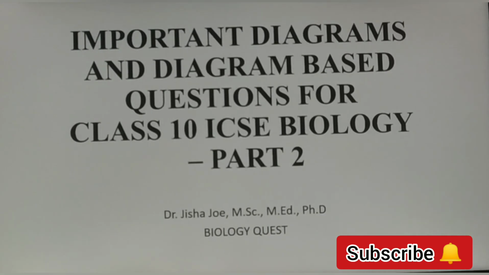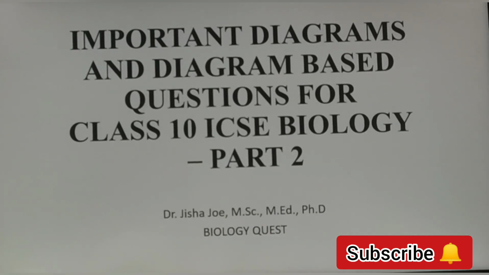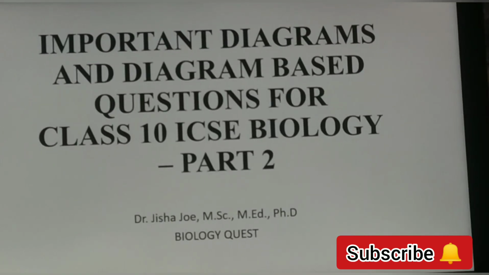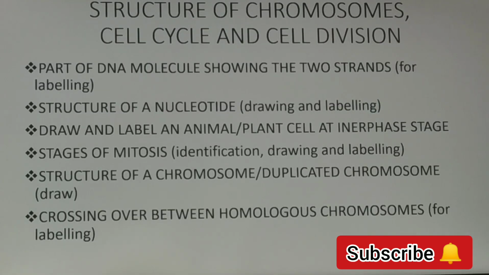In this session, we will be discussing the important diagrams and diagram-based questions from the chapters coming under basic biology, human evolution, population and pollution. First chapter, structure of chromosomes, cell cycle and cell division.